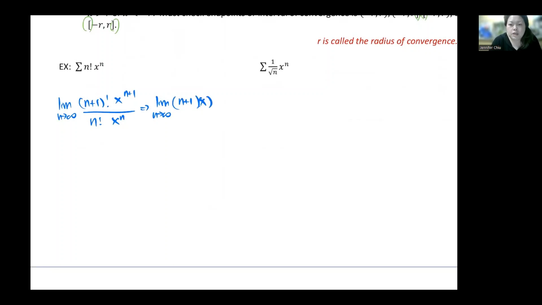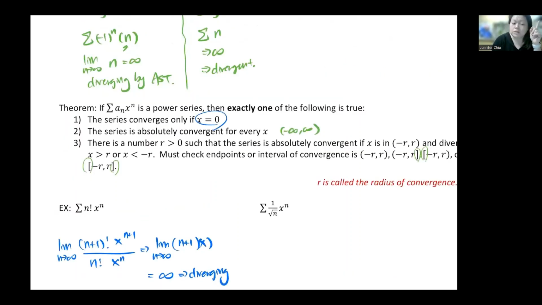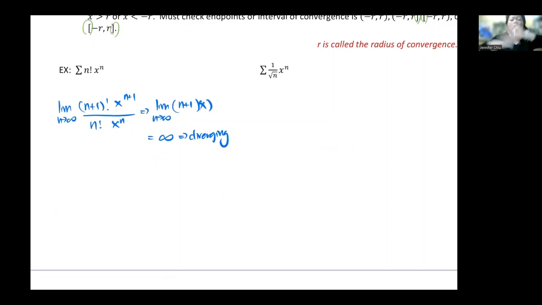So if you plug this in, what are you going to get? Well, if you plug in the limit, you're going to get infinity, right? So then this is diverging. But wait, if this is diverging, we still have one case that this works. It is when x equals 0. So it's always diverging, except one case. So it only converges when x equals 0. So that's the case that it works, right? So if you get diverging, you've got to keep in mind there is a case that it will converge when x equals 0.